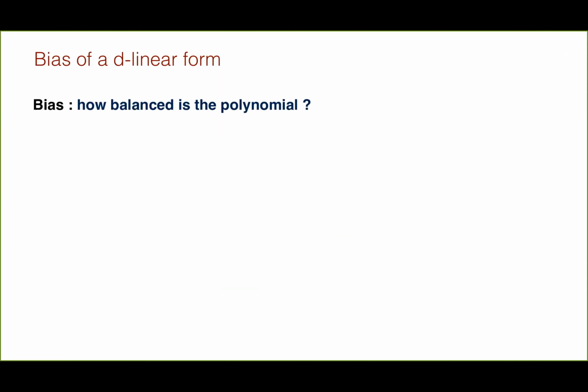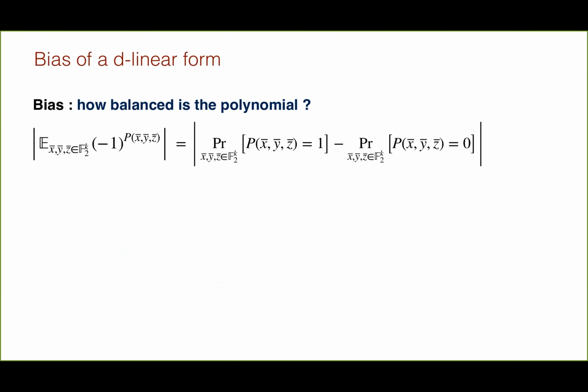Okay, so bias is a very, very crude measure of how balanced a function is. So what does this mean? Bias of a form P is just this expression, which if I rearrange, looks at how often the function takes the value 1 in F2, and how often it takes the value 0, and takes the difference of these two.